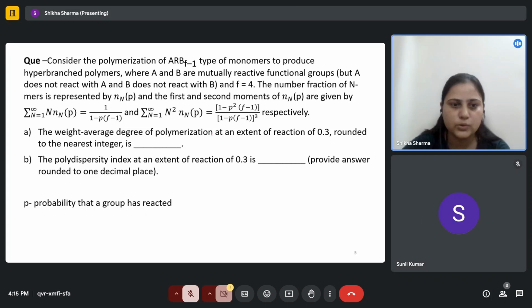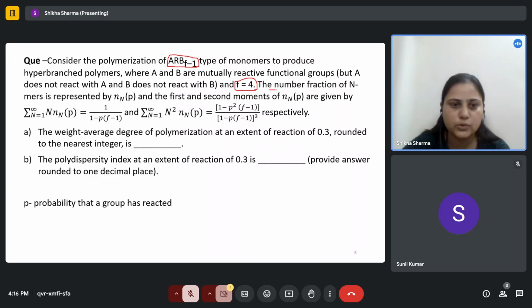Yeah, so the next question is: consider the polymerization of ARB f minus 1 type of monomers to produce hyperbranched polymers, where A and B are mutually reactive functional groups, but A does not react with A and B does not react with B, and f equals 4. So here in the question, the functionality is given as 4, and ARB f minus 1 type of monomers is there. So it is a hyperbranched type of system, right?